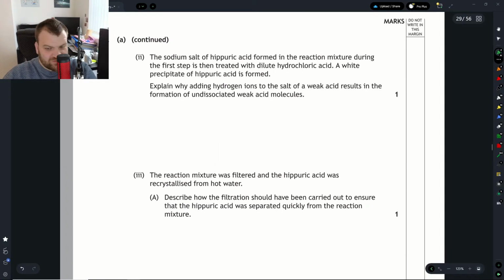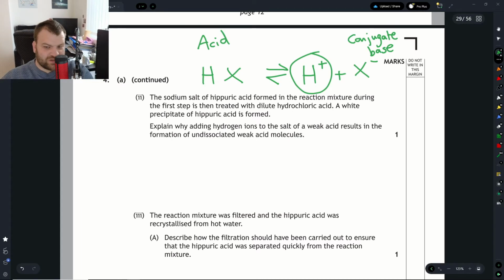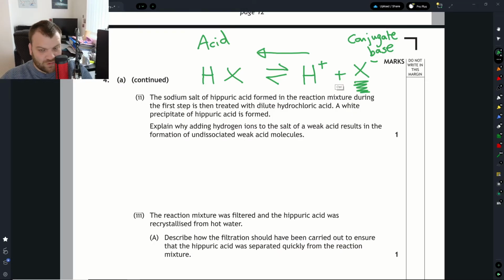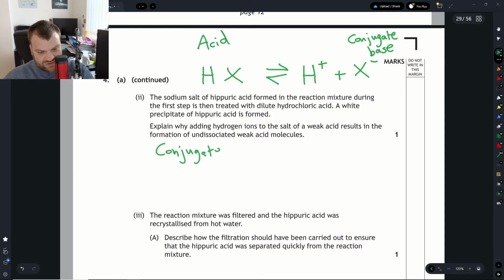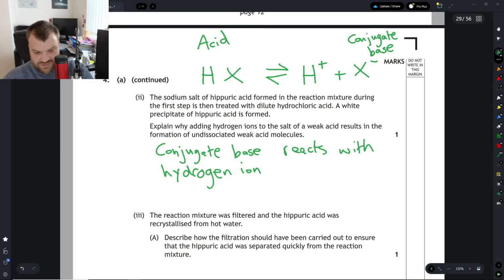Okay, in this one, we're dealing with the salt of a weak acid. If we're adding more hydrogen ions, the equilibrium would shift to the left. The conjugate base, which is the negative part of the salt, would pick up on the hydrogens and we'd form our undissociated acid. Getting that across: conjugate base reacts with hydrogen ions, form the undissociated weak acid molecules, like it says in the question.